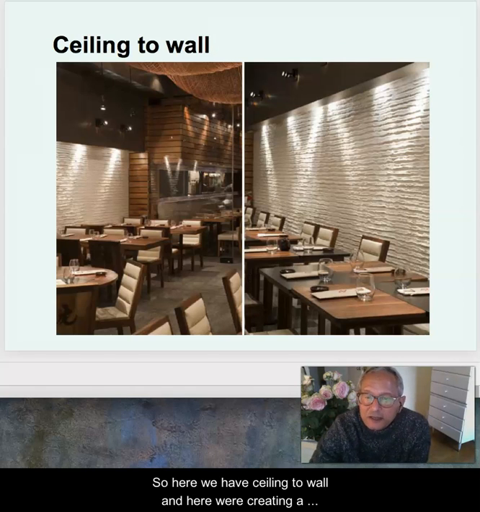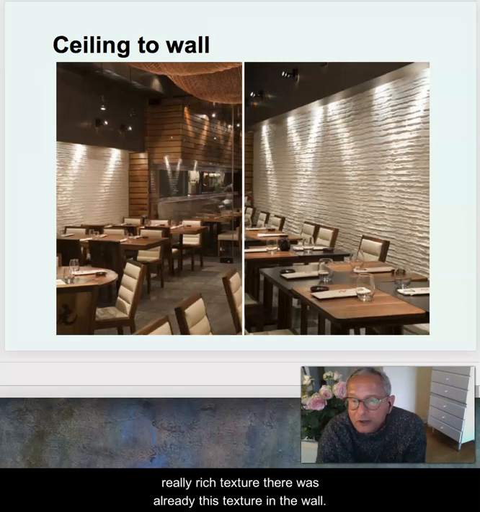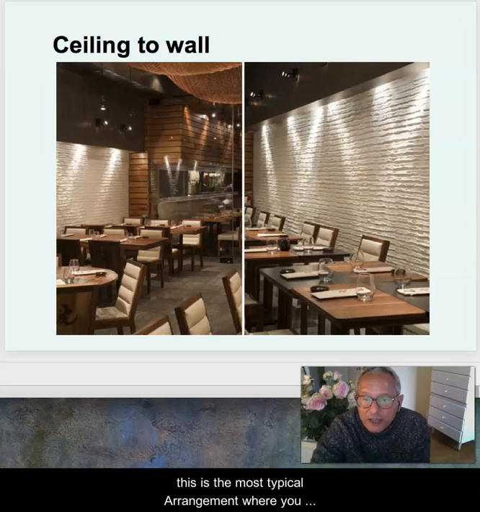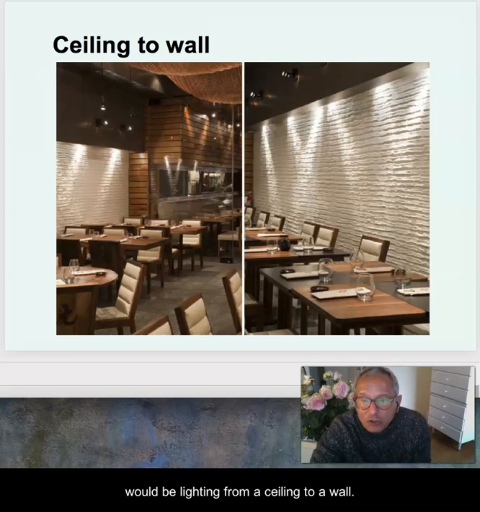So here we have ceiling to wall, and here we're creating a really rich texture. There was already this texture in the wall, and the fairly direct source is creating a richness of that wall texture that wouldn't have existed if we were using a diffuse light. This is the most typical arrangement where you would be lighting from a ceiling to a wall.